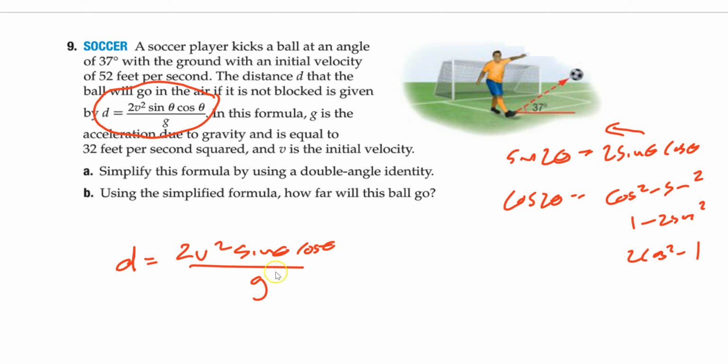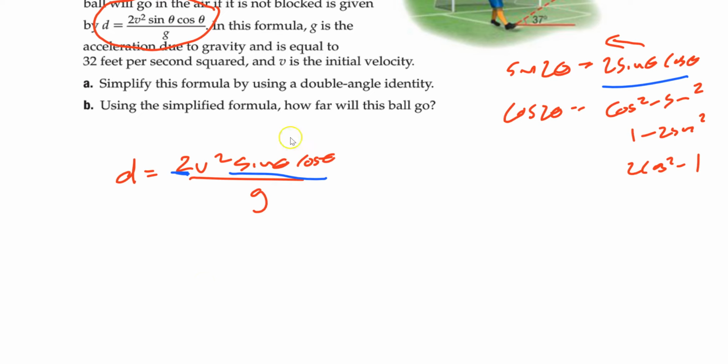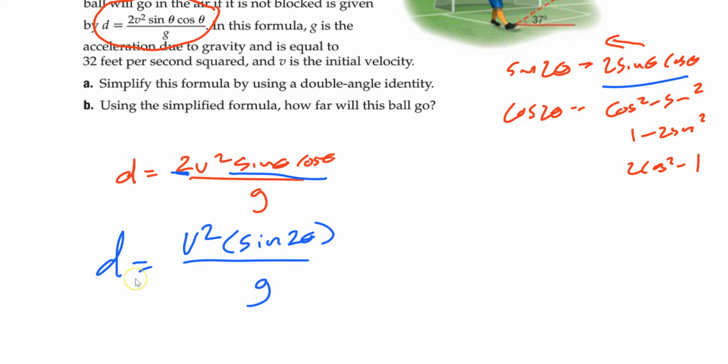Let's look at this top here. 2 and sine theta cosine theta. That's this right here. So instead of having 2 sine theta cosine theta, you could just rewrite that as v squared times sine 2 theta. Like that. That's how you simplify using double angle identity. Look at the pattern. Write it backwards, right? Sine 2 theta.